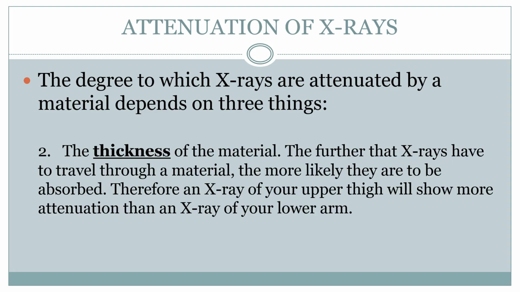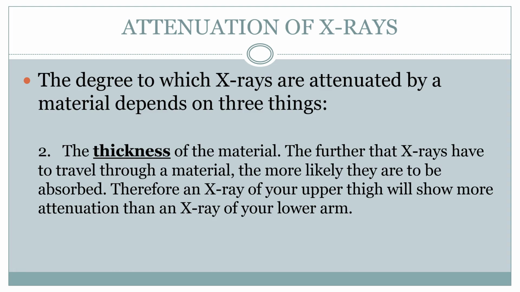The second factor that affects attenuation is the thickness of the material. So the thicker the material is, the further X-rays have to travel through it, and therefore the greater the likelihood of an X-ray photon being absorbed by the material. So this means that if you have two parts of the body which have similar density but different thicknesses, the thicker part will absorb more X-rays.